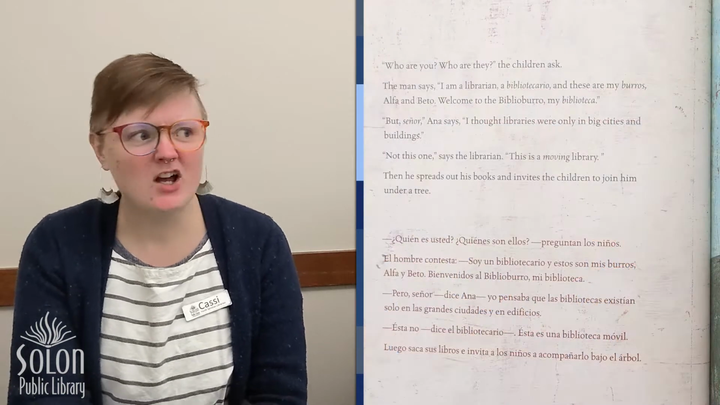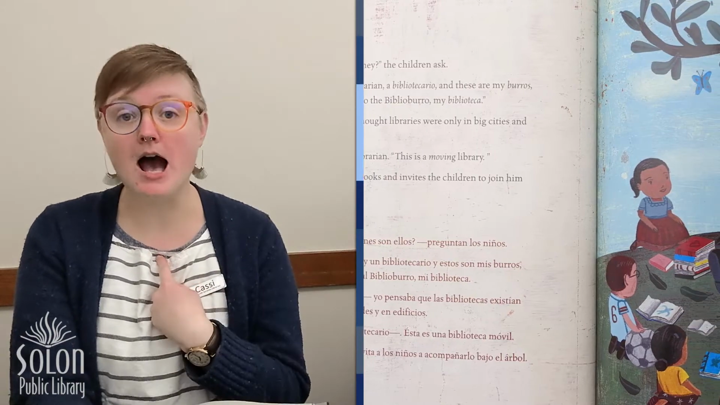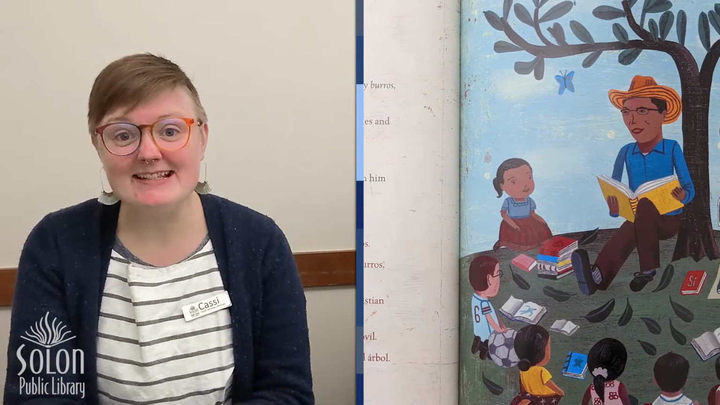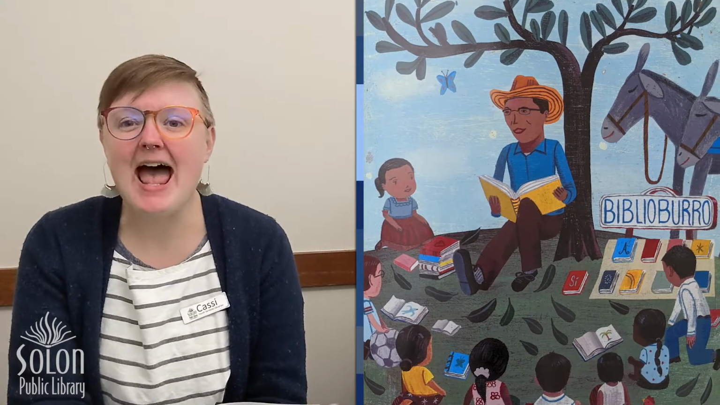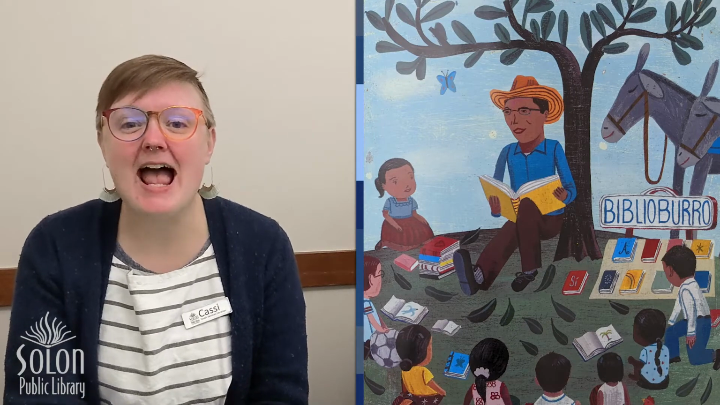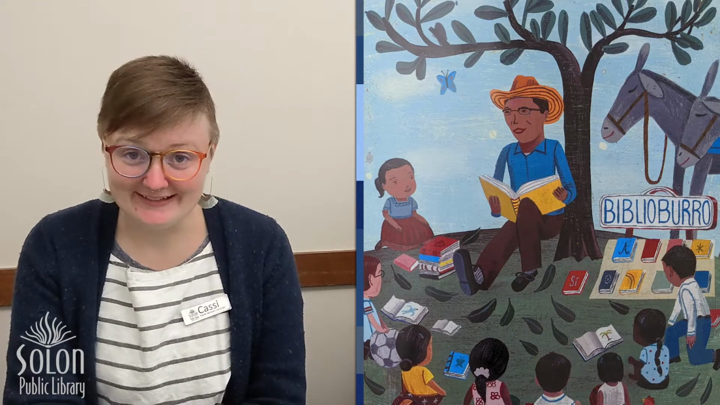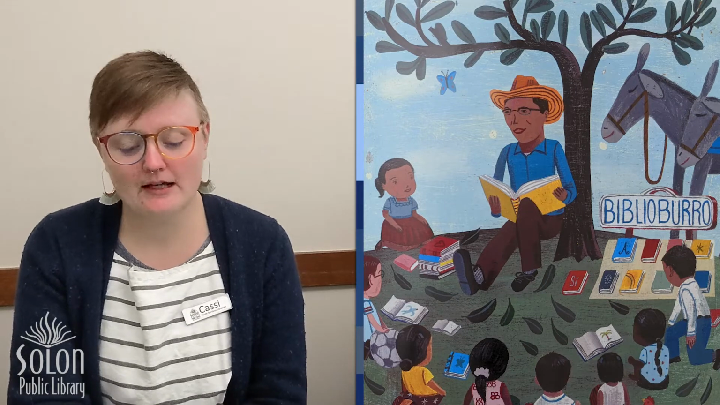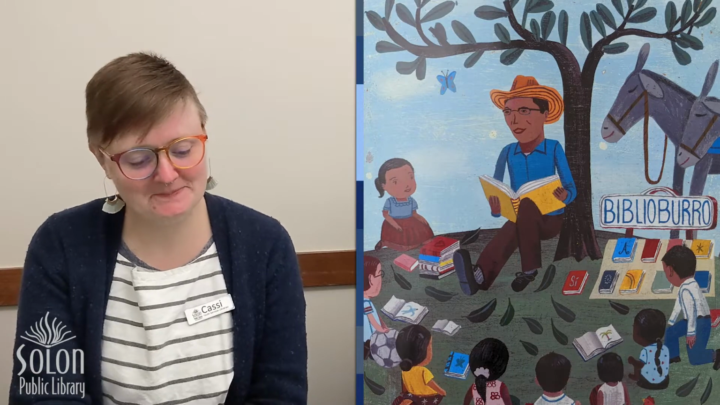Who are you? Who are they? The children ask. The man says, I am a librarian, a bibliotecario, and these are my burros, Alpha and Beto. Get it? Alfabeto? Alphabet! He named his donkeys Alphabet. The perfect name for book donkeys, don't you think? Welcome to the Biblio, my biblioteca, which is Spanish for library.